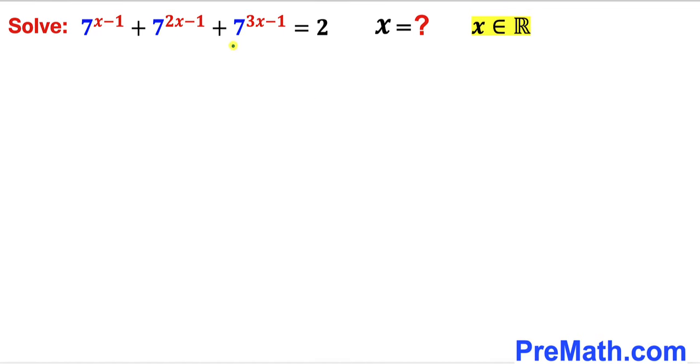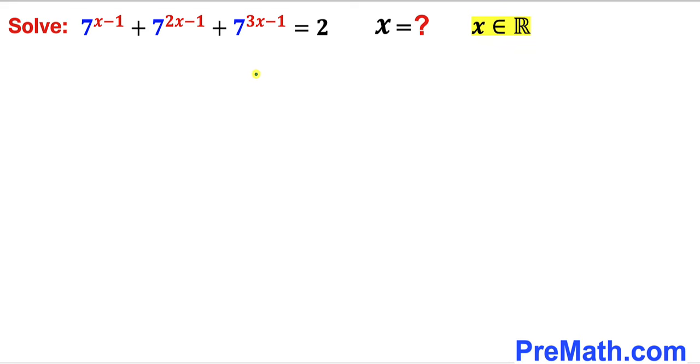Welcome to PreMath. In this video, we are going to solve this given exponential equation: 7^(x-1) + 7^(2x-1) + 7^(3x-1) = 2. In other words, we are going to find the value of x. And please bear in mind that our x values are going to be all real numbers.